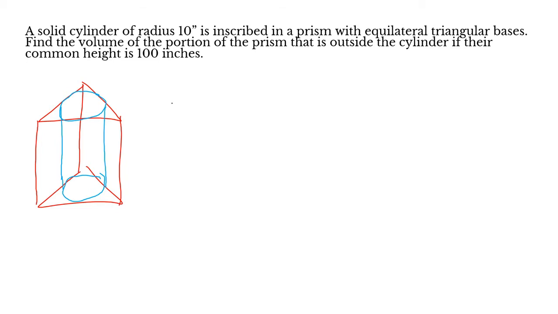Say given radius, which is 10 inches. Then, common height nila, both is 100 inches. Find the volume of the portion of the prism that is outside the cylinder.